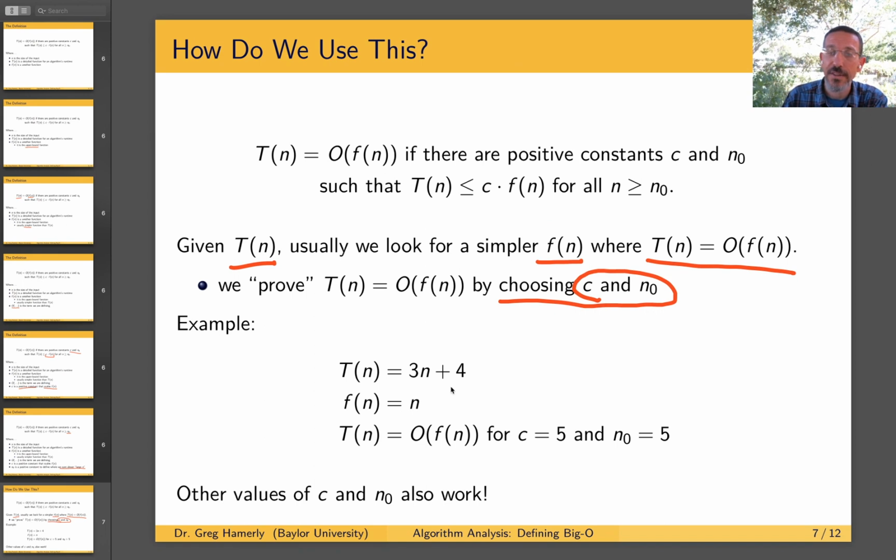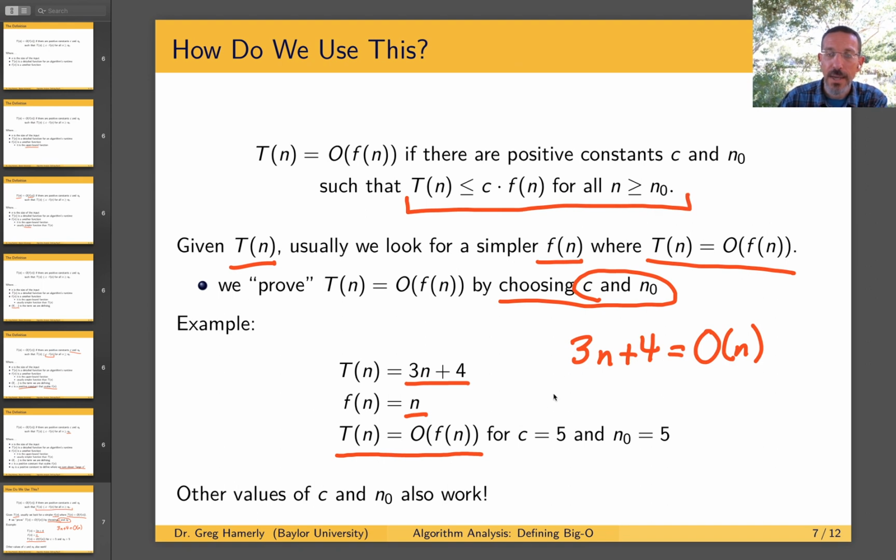Okay, so let's take this simple example. Suppose t of n is this very complicated function 3n plus 4, and f of n is this much simpler function of n. Okay, we can prove, quote unquote, or apply the definition of t of n is equal to big O of f of n. In other words, this t of n is big O of this f of n. In other words, 3n plus 4 is equal to big O of n. That's what we're saying here, if we can provide positive constants c and n naught that make this true.